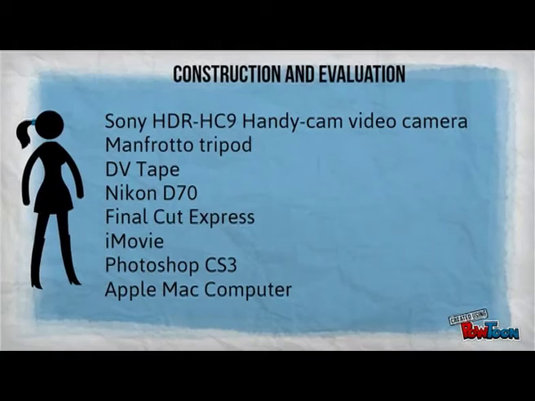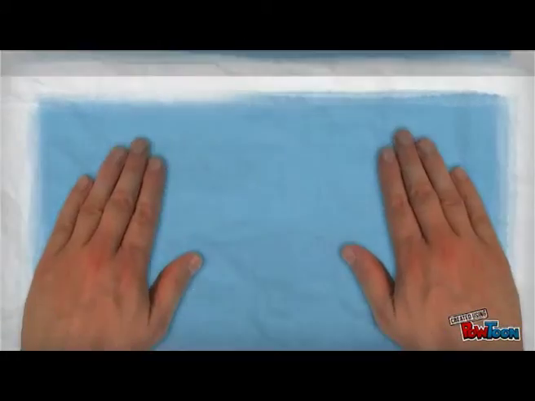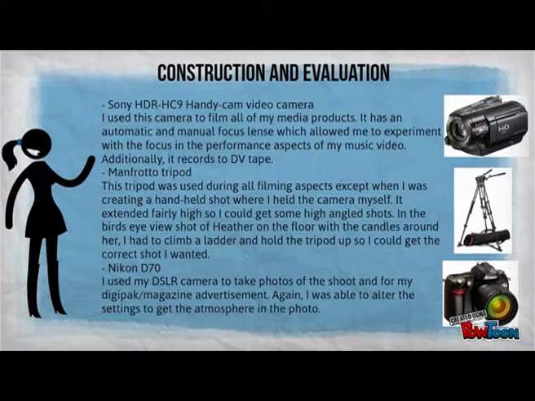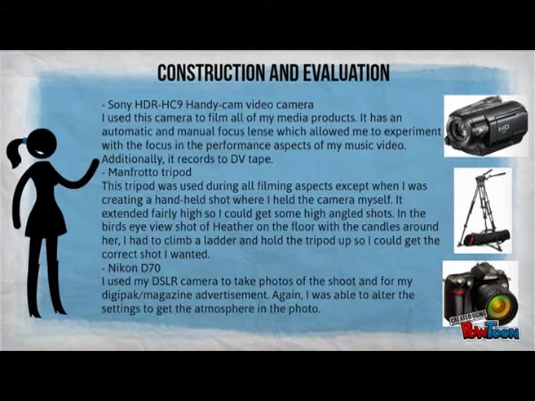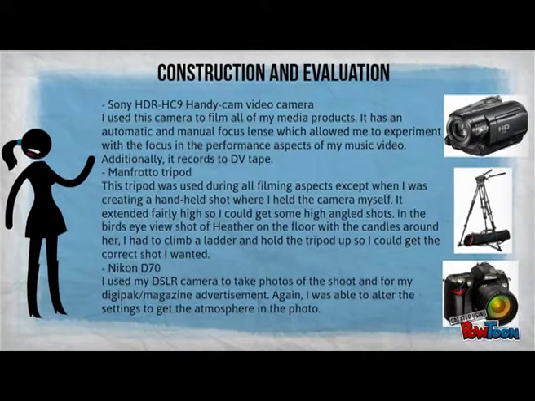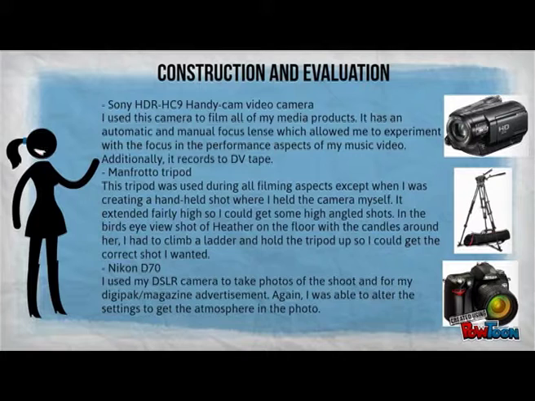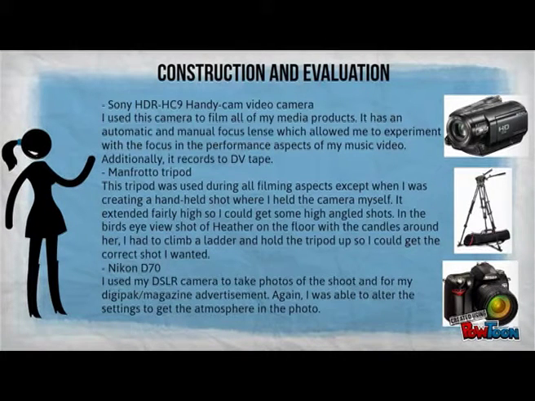This is a list of the equipment that I used during my media studies course. A Sony video camera, Manfrotto tripod, DV tape, Nikon D70, Final Cut Express, iMovie, Photoshop CS3 and Apple Mac computer were all used. Sony video camera. I decided to use this camera to film all of my media products. It has an automatic and manual focus lens which allowed me to experiment with the focus in the performance aspects of my music video. Additionally, it records to DV tape.